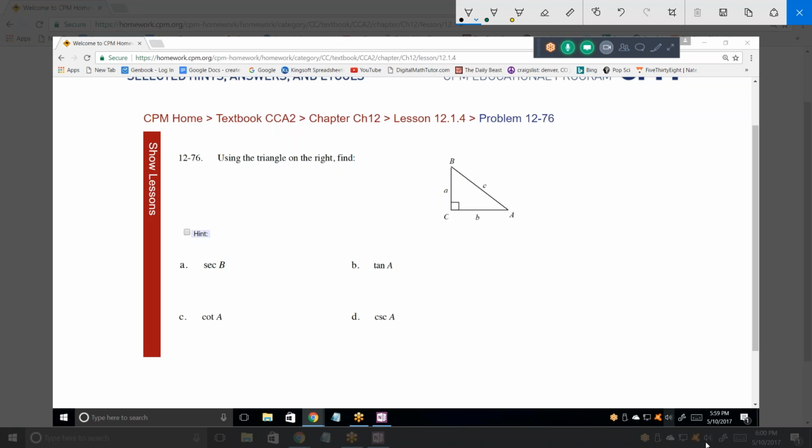What's the tangent of A? A over B. What's the cotangent of A? B over A. What's the cosecant of A? C over A. Good.